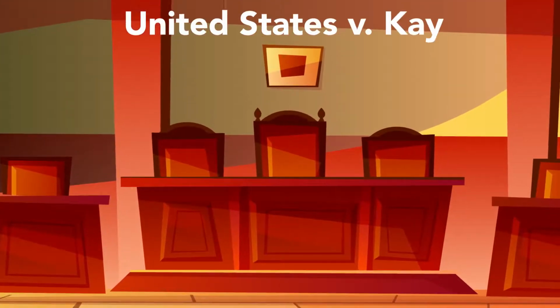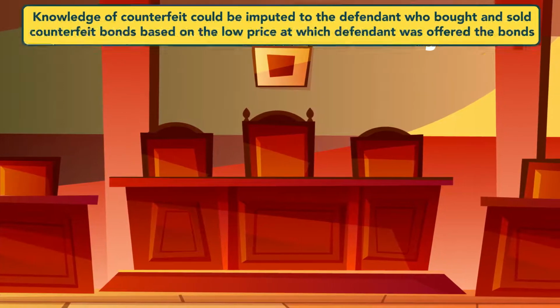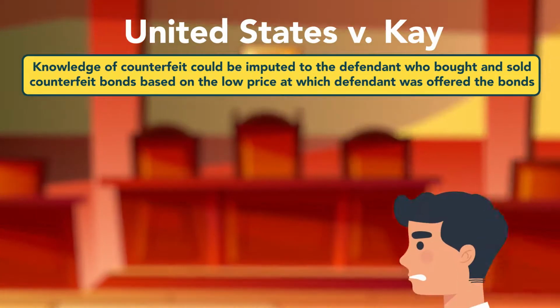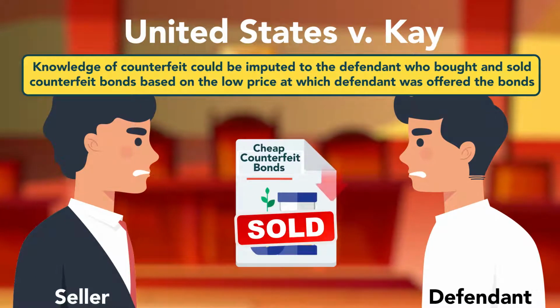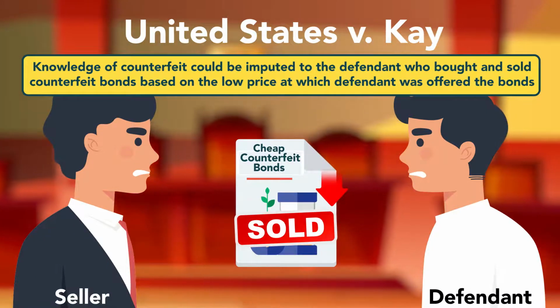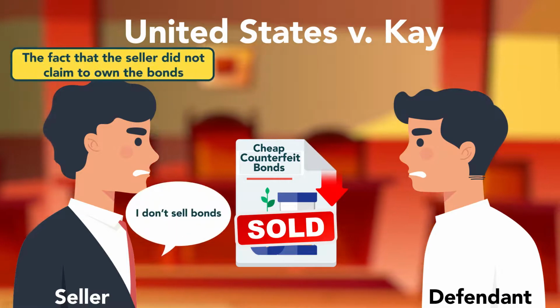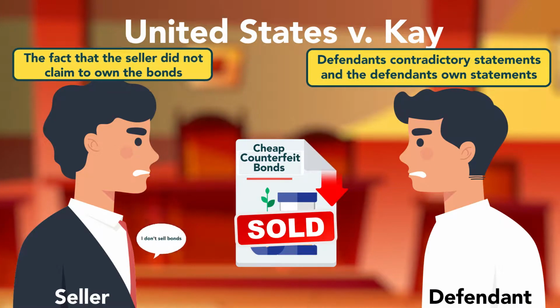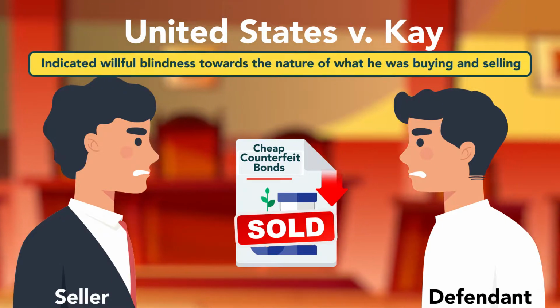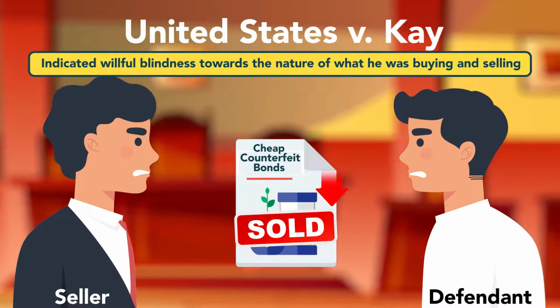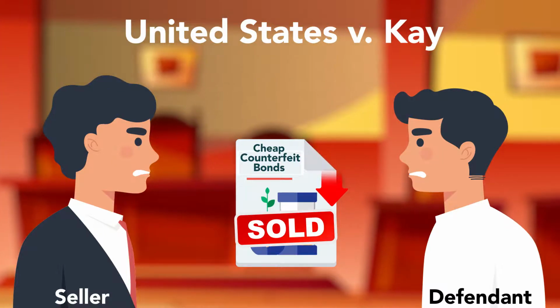For example, in United States v. K, the Second Circuit ruled that knowledge of counterfeit could be imputed to the defendant who bought and sold counterfeit bonds, based on the low price at which the defendant was offered the bonds, the fact that the seller did not claim to own the bonds, defendant's contradictory statements, and the defendant's own statements which indicated willful blindness toward the nature of what he was buying and selling.